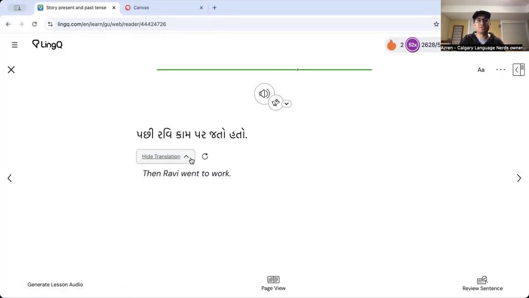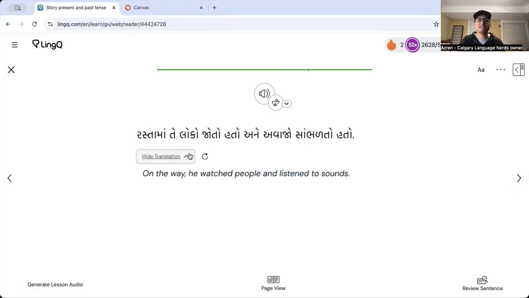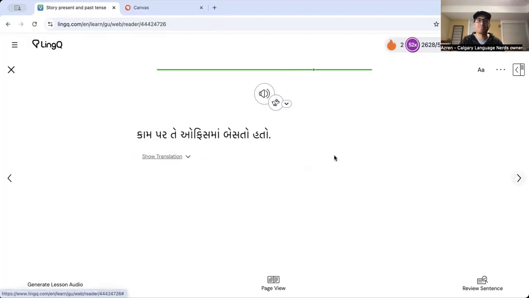પછી રવિ કામ પર જતો હતો. Then he would go to work. I know it says went to work, but it's almost like he would go to work. He used to go to work. He did this before, but not now. એ બસમાં જતો હતો. So he used to go by bus. રસ્તામાં એ લોકો જોતો હતો અને અવાજો સાંભળતો હતો. So on the way, he watched people and listened to sounds on the road, for example.